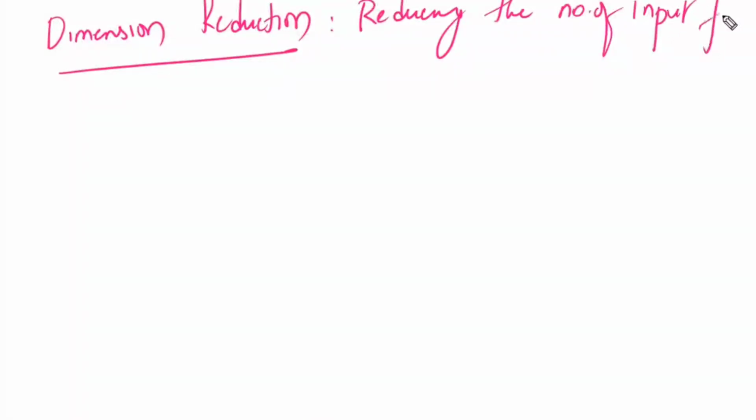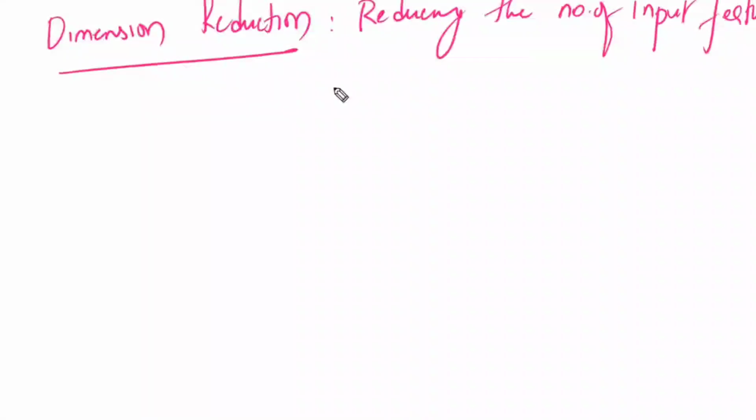Now, dimension reduction means reducing the number of features. What features? Input features. Output features we can't reduce. We should not touch the output feature. Reducing the number of input features is called dimension reduction.